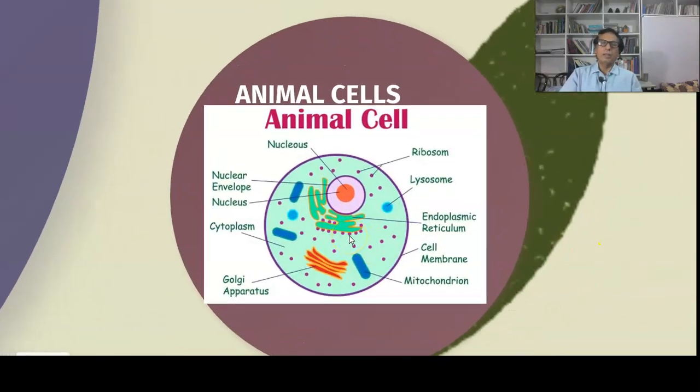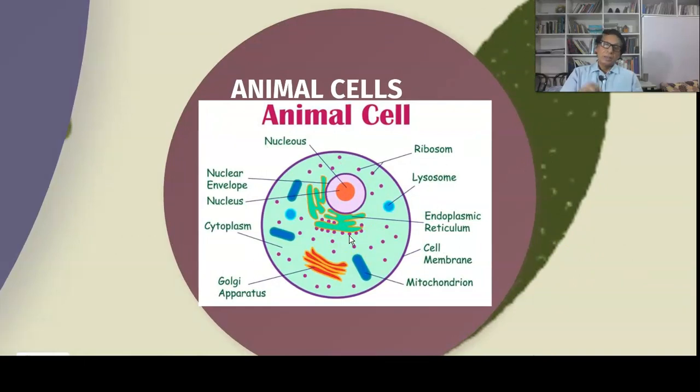And this is the animal cell. To see the difference, the main difference is that this is the cell membrane, there is no cell wall. Endoplasmic reticulum is there, Golgi apparatus is there, mitochondrion is there, cytoplasm is there, and the nucleus is small and lying in the center. But in the plant cell, the nucleus is lying to a side of the center. In the center of the plant cell there is the vacuole, and in the animal cell there are small vacuoles. This is the main difference, and this is the structure of the animal cell.